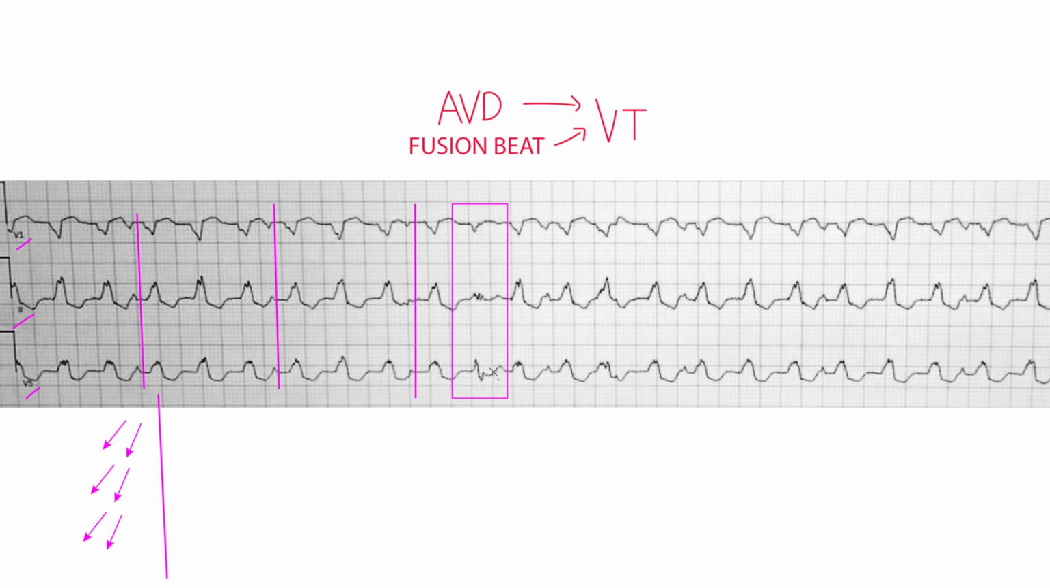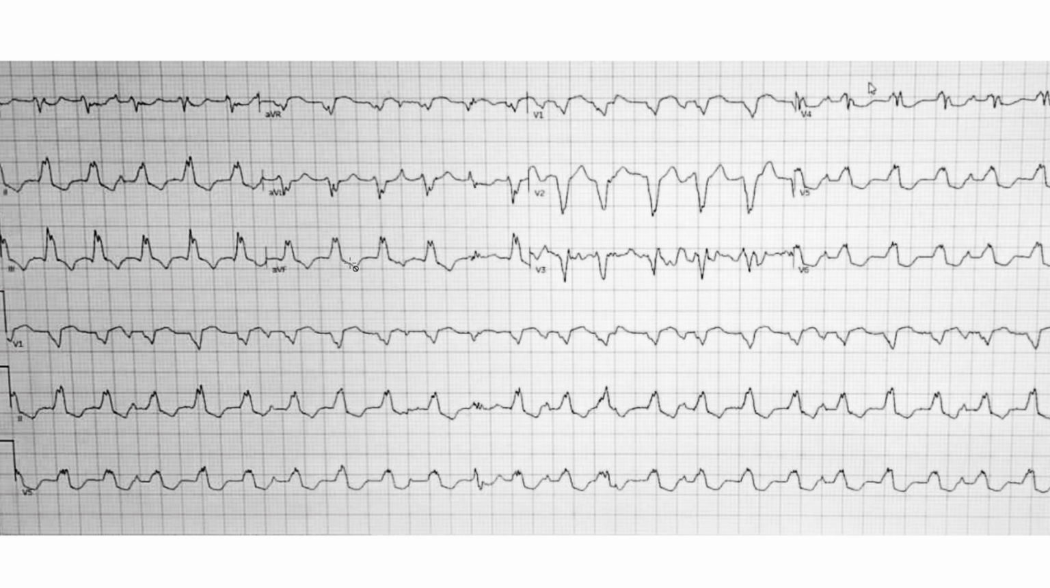Okie dokie, so that's a fusion beat. So far, I have enough information on here to definitively say that we are looking at ventricular tachycardia. Now, definitively, I hate to use that word because there's always something that pops up or makes you think twice. But fusion beat, atrioventricular dissociation, ventricular rate is faster than the atrial rate. This, to me, looks like ventricular tachycardia 100%.